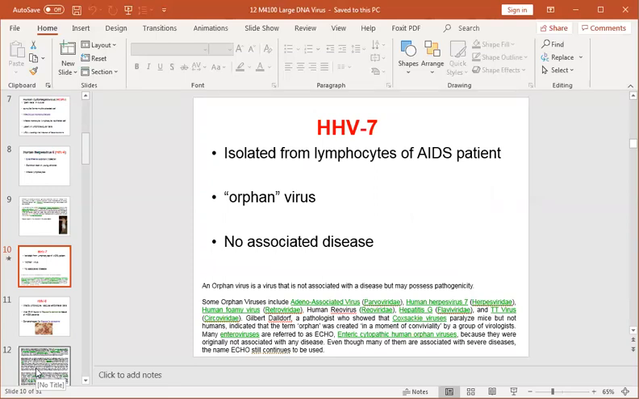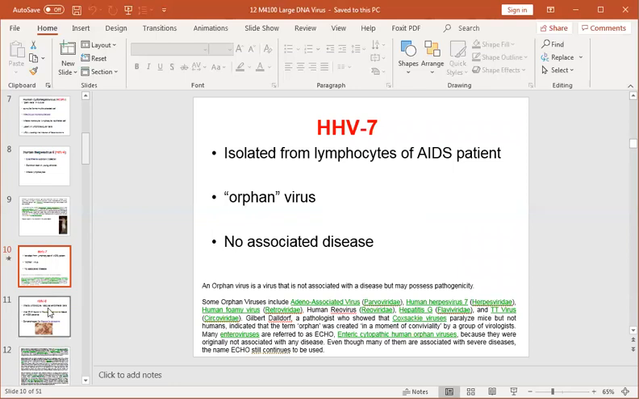Human herpes virus 7 was isolated from lymphocytes of individuals who contracted HIV, human immunodeficiency virus. HHV7 is an orphan virus. An orphan virus is a virus that is not associated with a particular disease, but still has the potential to be pathogenic. So it has pathogenicity.